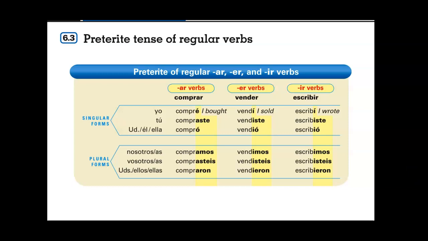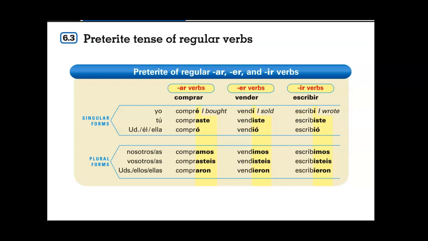These are the endings for regular preterite. For your AR verbs, the yo form ends in é, the tú form ends in aste, and usted, él, and ella end in ó with an accent. Nosotros is amos, the same as in the present tense, so that's a plus. Then we skip vosotros, and we move on to ustedes, ellos, and ellas, which is aron for AR verbs. For ER and IR verbs, they're exactly the same.